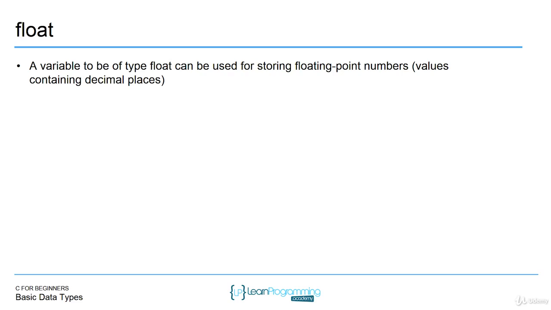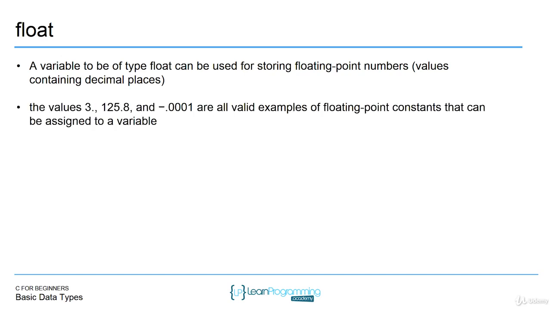Float, another really important data type, one of the basic data types. This is a variable that can store data for floating point numbers, which means numbers that contain decimal places. So values like 3.125, .8, and -.001 are all valid examples of data that can be assigned to variables of type float.